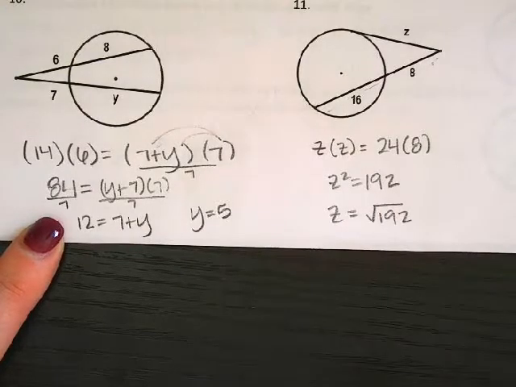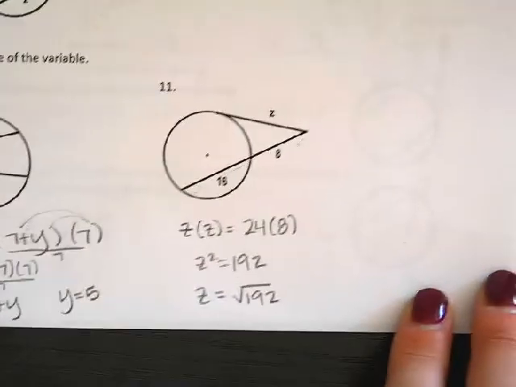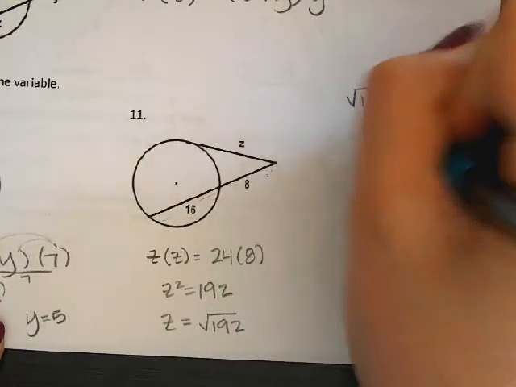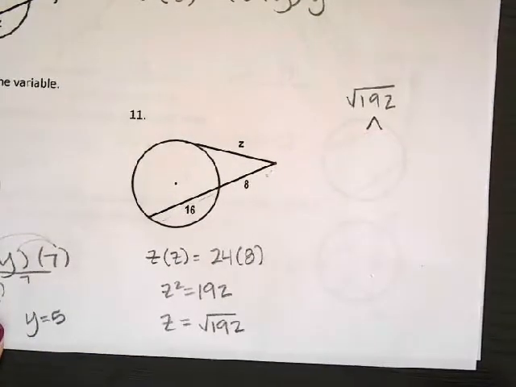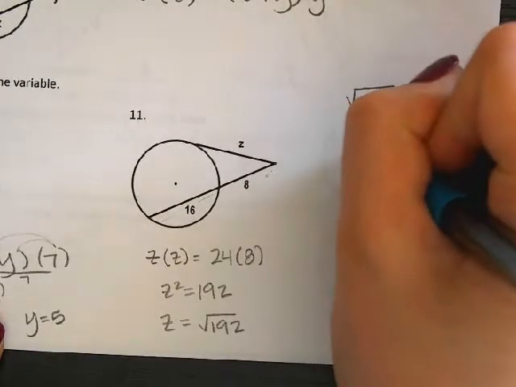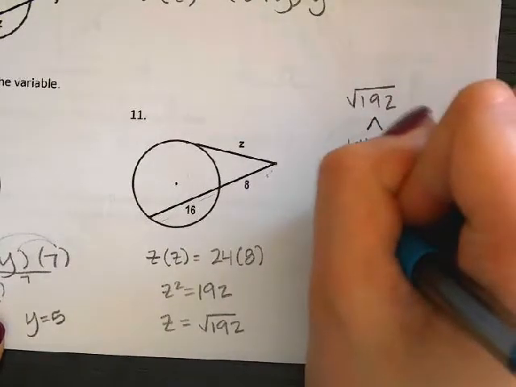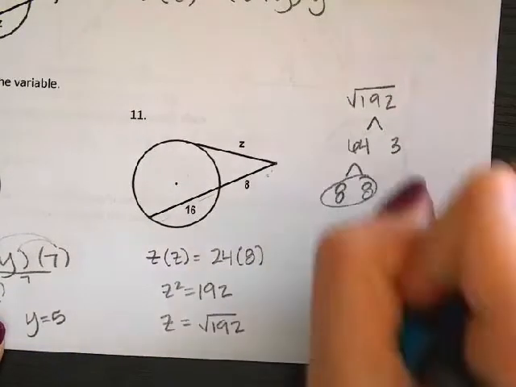I don't know about you guys, but it's been a while since I've simplified a square root, and I might have forgotten how to do that. So let's go ahead and simplify that square root. Oh, it goes into 64. 64 and 3. So it's 8 squared. So that's 8 square root 3.